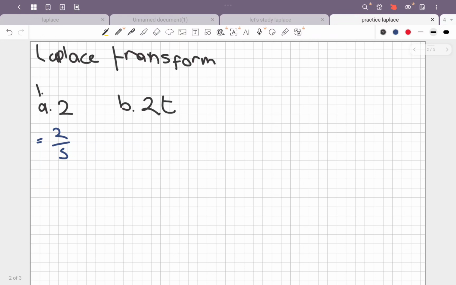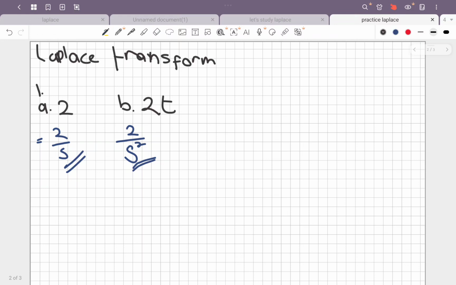2t. Now we move on from row number 1, right? If you have the copy or the picture of the Laplace rows that I showed in the previous video, you should refer to that paper. Alright, so for this question we have 2t, so we will refer to rule number 3. Our final answer will be 2 over s square.